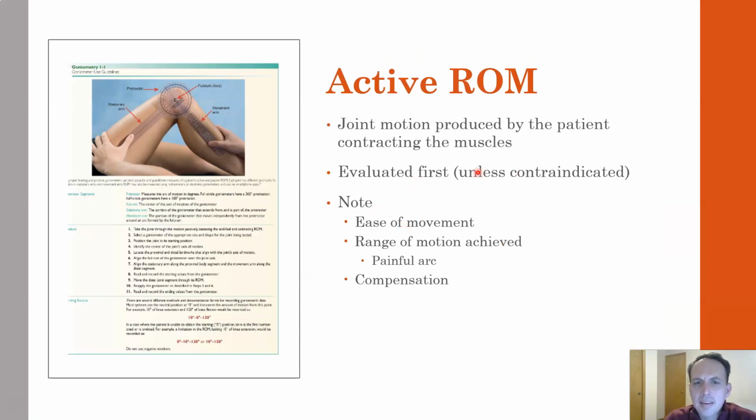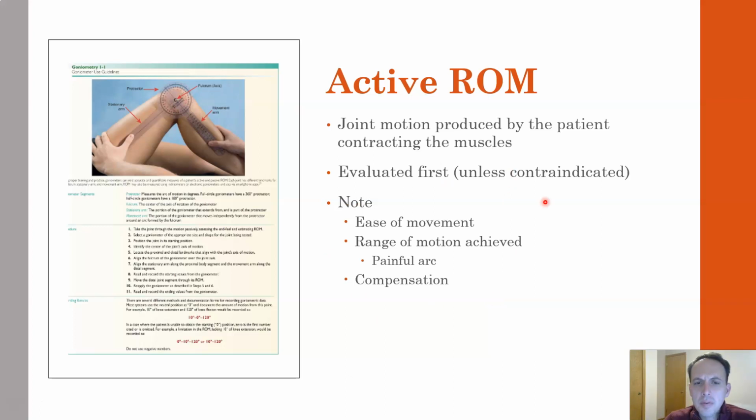We start with active range of motion, unless it's contraindicated. In some situations, you don't go through the entire evaluation process, because sometimes movements are not appropriate. But active range of motion is the motion that the joint can produce by the patient contracting their muscles. The important reason for this is we get to see what motion is available without putting extra pressure on there that might cause injury.